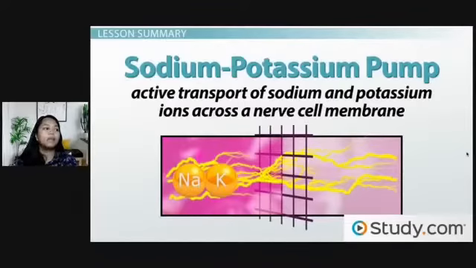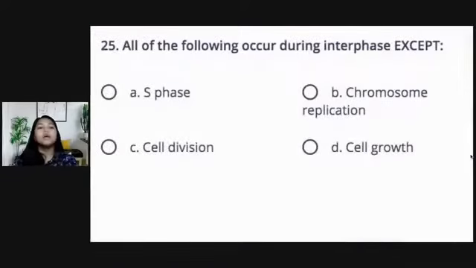dahil sabi kanina would be there is no use of energy, but it uses assistance from your transport proteins. Okay. We move on. Number 25, we're halfway. All of the following occur during interphase except letter A, S phase, letter B, chromosome replication, letter C, cell division, or letter D, cell growth.